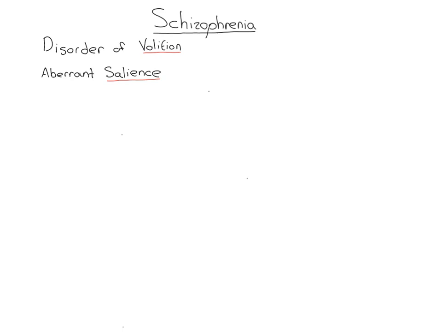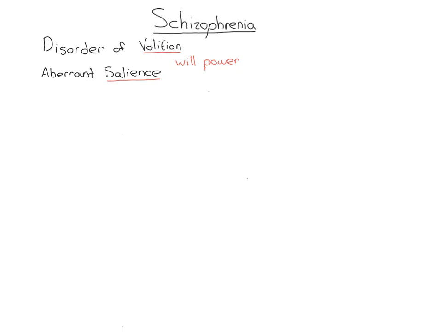So we'll start off with a disorder of volition. So what does volition mean? Volition means willpower. It's a very fancy word for willpower, and this is what schizophrenia is all about. It's a disorder of willpower. Depression is a disorder of mood. Anxiety is a disorder of the fear response. Schizophrenia is a disorder of willpower.